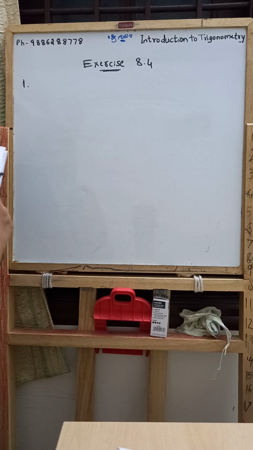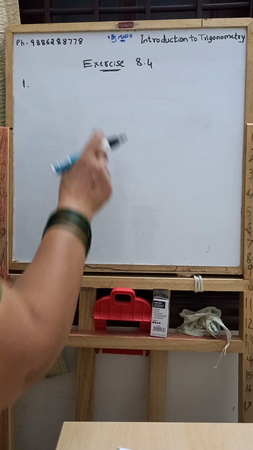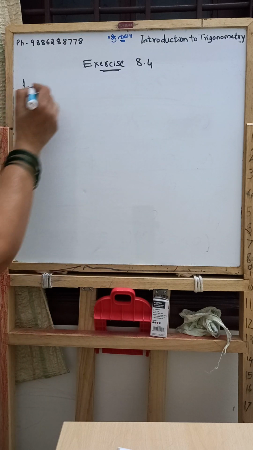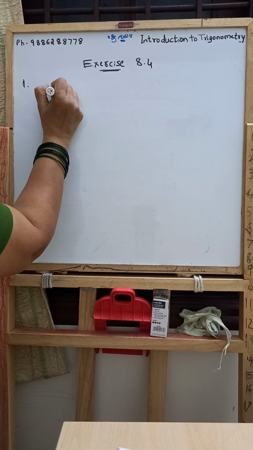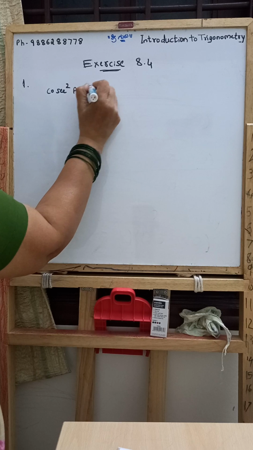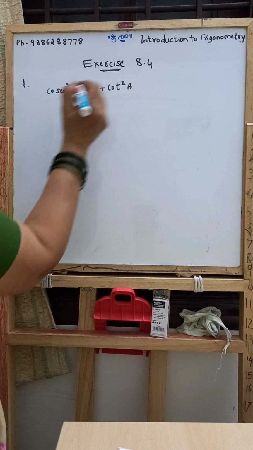Express the trigonometric ratios sin A, sec A and tan A in terms of cot A. We are starting with exercise 8.4. We know the identity: cosec square A is equal to 1 plus cot square A.